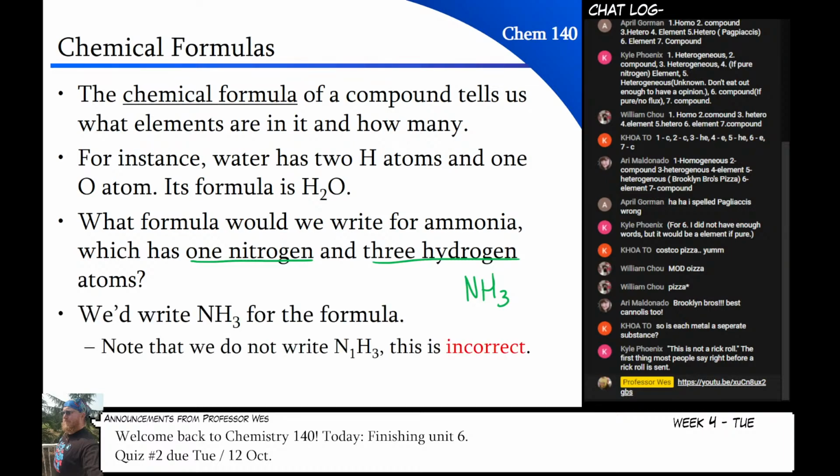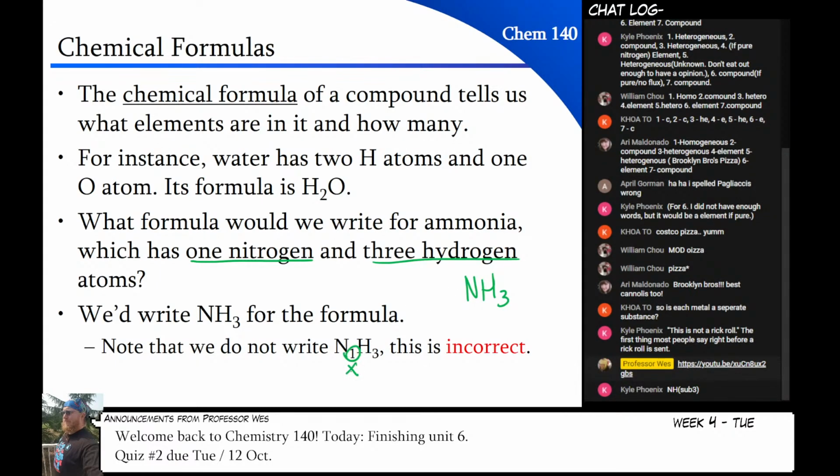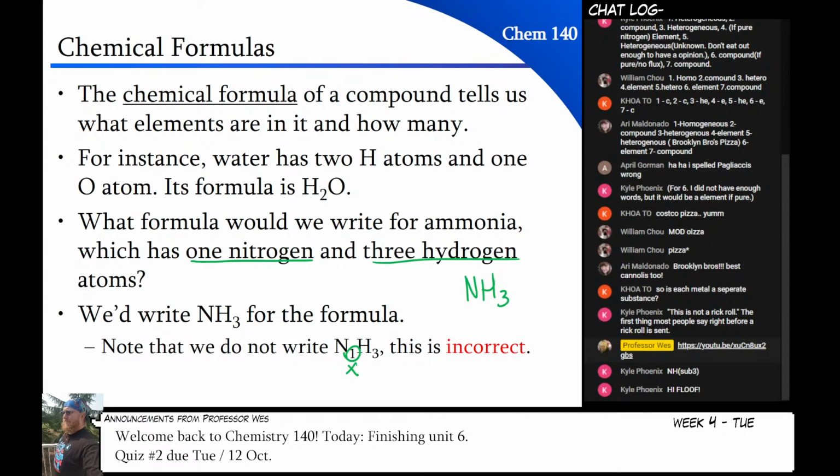All right. Now, note again that we don't do this. If there's ever 1 of an atom in a formula, you don't write the 1 in there. And the reason for that is just to make the formula a little bit shorter and more compact. The 1 is implied.